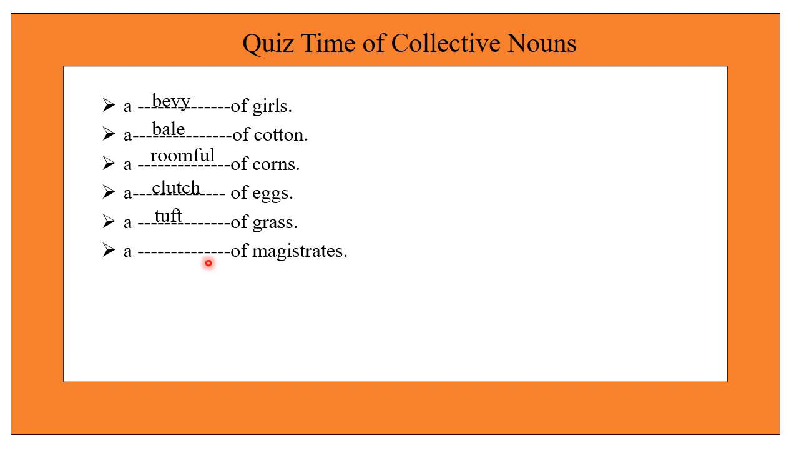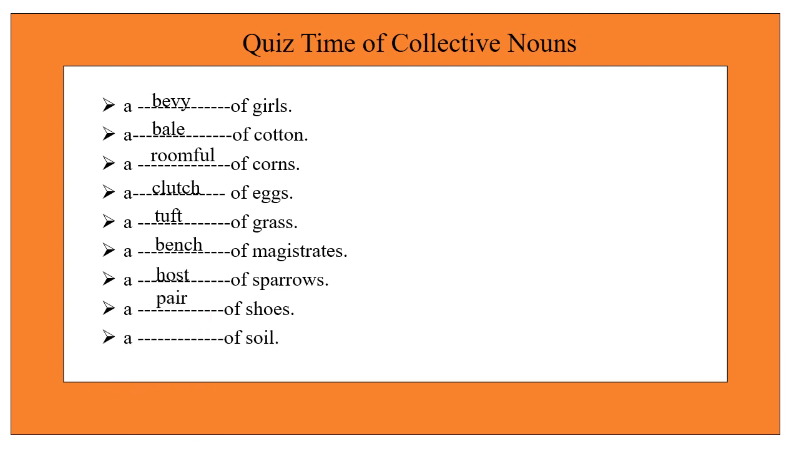When many magistrates come together, it is known as a bench of magistrates. Next example, a dash of sparrows. Okay, when there is a collection of sparrows, it is known as a host of sparrows. Next example, a dash of shoes. It is known as a pair of shoes. Next example, a dash of soil. It is known as a layer of soil.